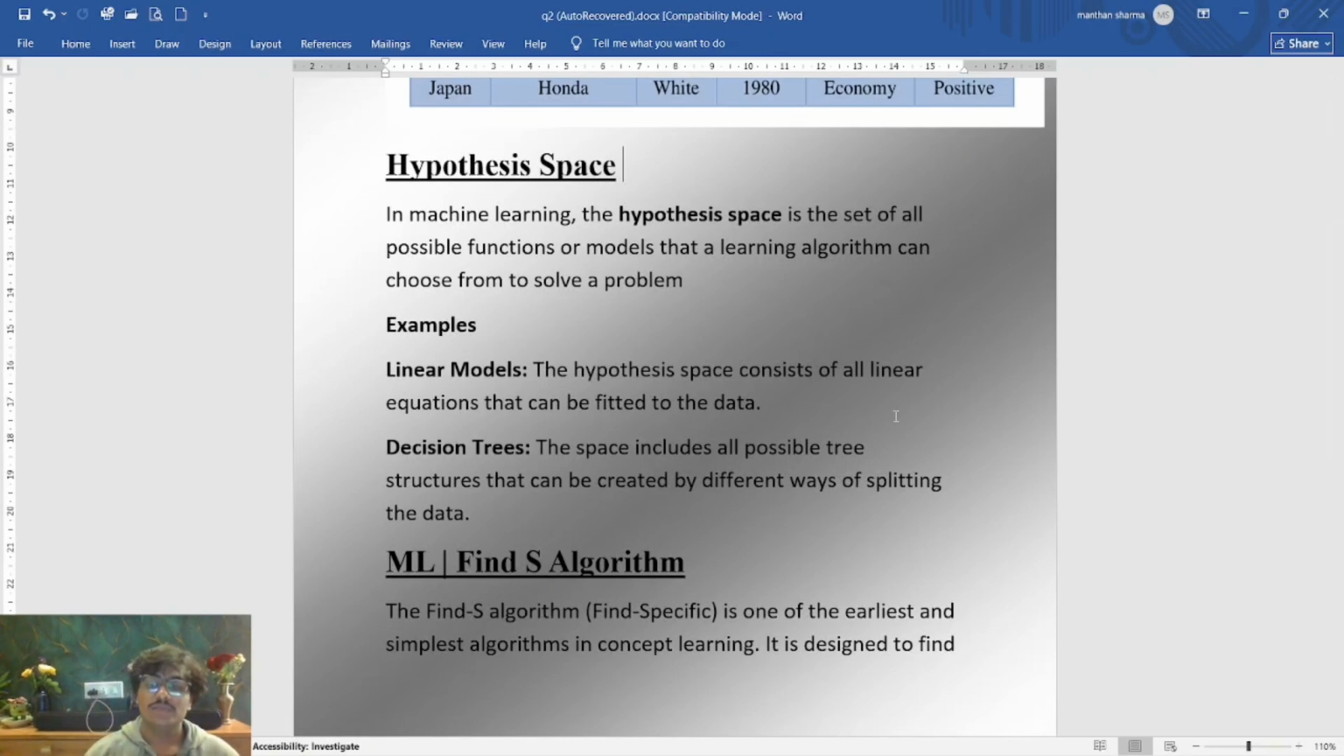Now let's move to one of the earliest and simplest ML algorithms, the Find-S algorithm. The S stands for specific because the algorithm tries to find the most specific hypothesis that fits all positive examples. Find-S, find specific hypothesis.